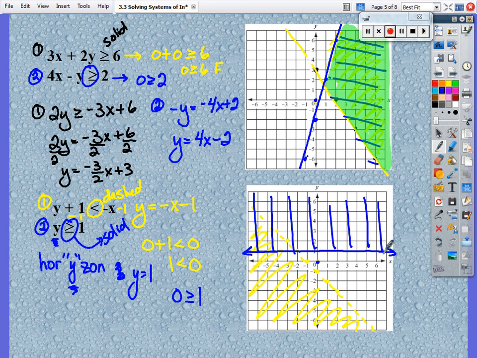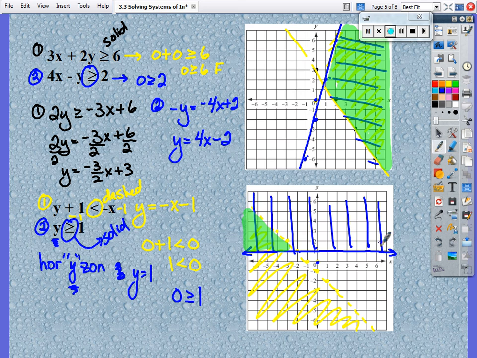Now, what we are looking for here is where these two shaded regions overlap. And it's not really that small, it's actually infinitely huge, because the graph just looks small since the domain and range only go from -6 to 6. But that's going to be our region of all of our solutions, this triangular region right here, and that's what you want to shade in darker as your solution.